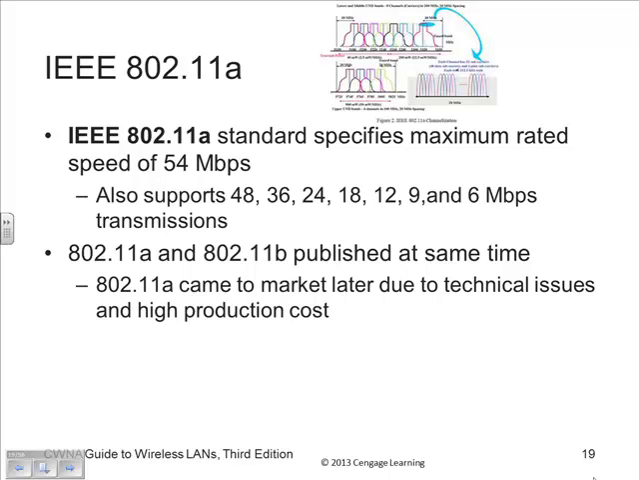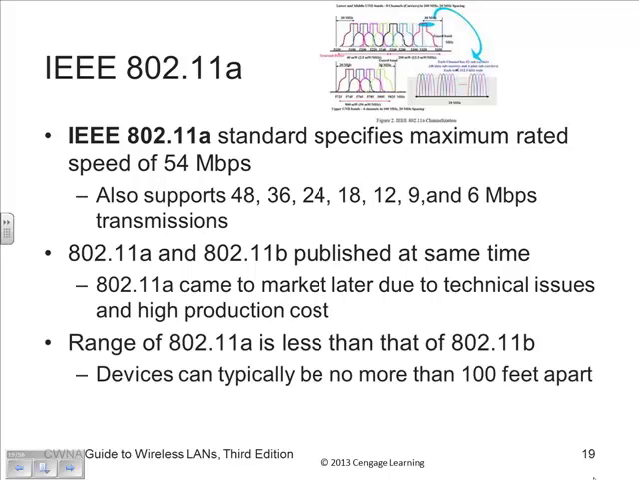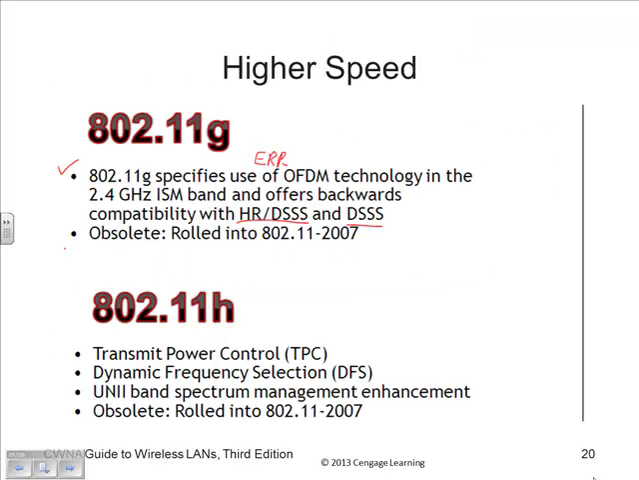The higher data rate. So generally, in that sort of world, it was everybody. I almost bought an A and a B card one time, but it's been B's and G's and N's. Range is less, typically no more than 100 feet apart. The G, the ERP, is the extended range physical, which we'll talk about when we get to the physical layer, but it's some things that are done to make it go a little bit farther.